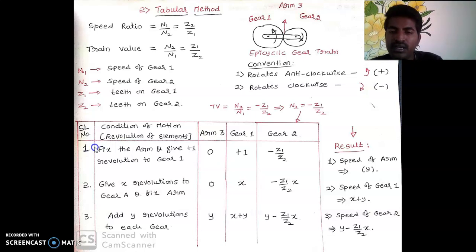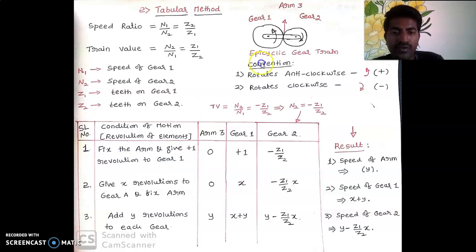Now let us see the tabular method to find the speed of the different gears. There are 3 very easy steps to follow to determine the speed of the different gears. In the first column we indicate the condition of motion, that is the revolution of the elements. The next columns are arm 3, gear 1 and gear 2.